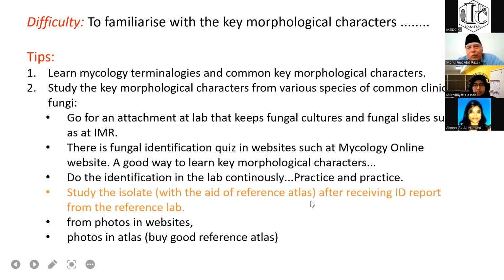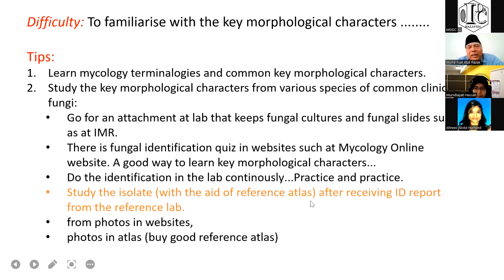Also, to determine whether the fungus is significant or not, you should look at the clinical specimen directly. So we call it direct microscopic observation. If you see a fungal element in your specimen, then what grows from the specimen is probably significant.